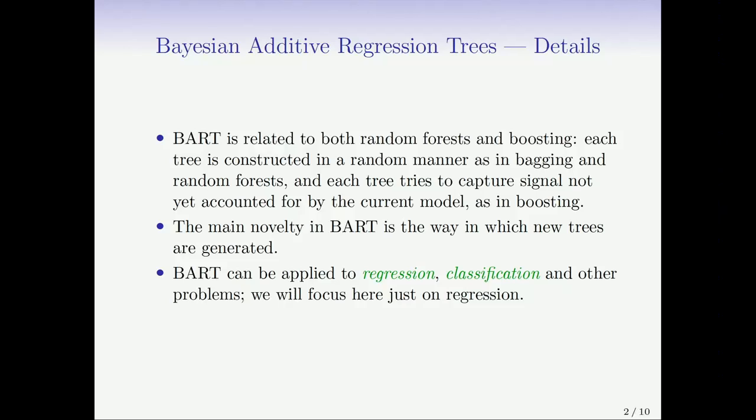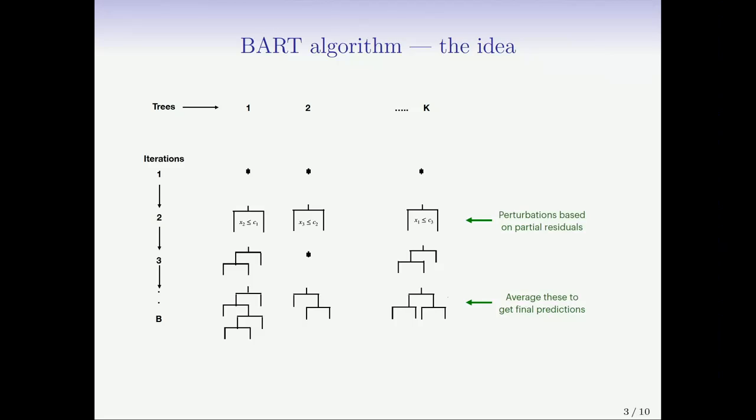Okay, so first of all, in a picture, this is the idea, and then we'll go into details in the coming slides. A number of trees are fit in parallel. So one chooses a number K, maybe a few hundred, and B steps in each stage, and each tree is changed B times as the algorithm proceeds. For each tree, say the first tree, we start with the root node, right? So they all start with the root node, and then perturbations are applied to the trees to change them.